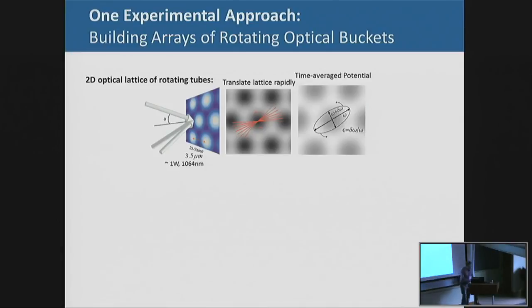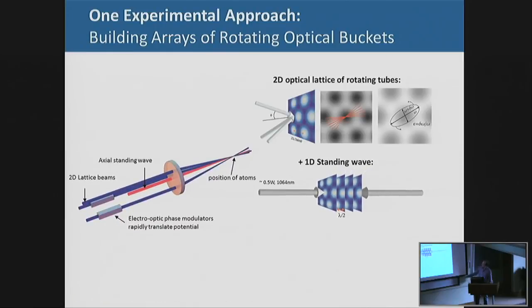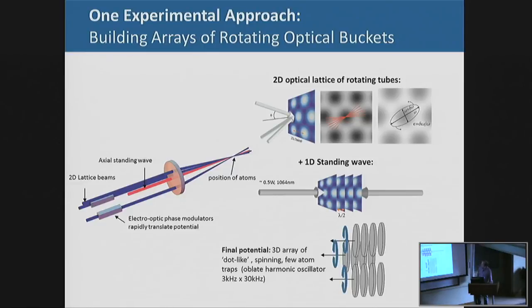Okay? And if we add to that a one-dimensional standing wave, then we can chop up these tubes that we produce from this lattice structure like this into a stack of two-dimensional traps, which are all rotating. This is physically how we do it. We bring those 3 beams in with a single lens, and we have 2 electro-optic modulators that come in and allow us to move these traps along the plane. Okay. And so our final potential looks something like this. It's a 3D array of dot-like spinning few atom traps.